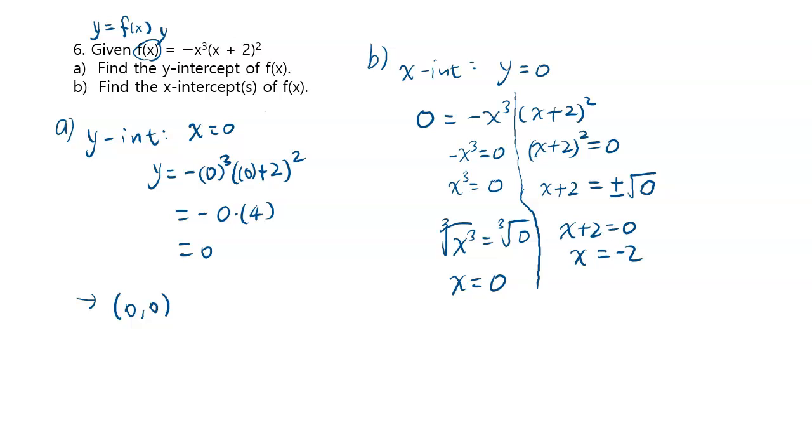Okay, these are the places where the graph hits the x-axis, and as before, I need coordinates. So when x is 0, y is 0. When x is negative 2, y is 0. So in coordinates, it's (0, 0) and (negative 2, 0). These are the x-intercepts of the function f of x.